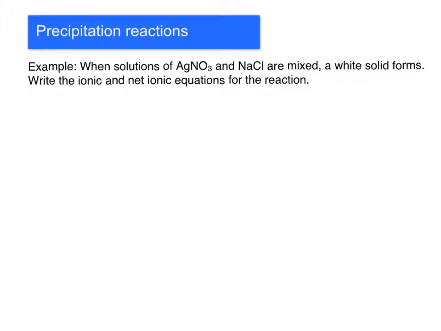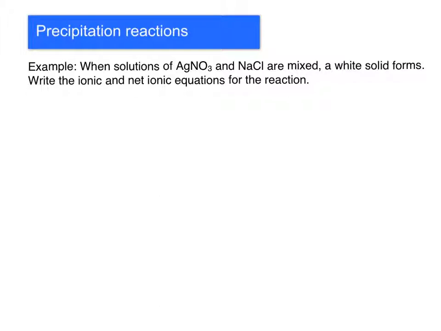All right, so our problem is: when solutions of silver nitrate and sodium chloride are mixed, a white solid forms. So we want to write the ionic and the net ionic equations for the reaction. When we write an ionic equation, we write out all of the ions separately, because we now know that when we dissolve a salt in water, if it dissolves, it also dissociates and separates into its two different ions.